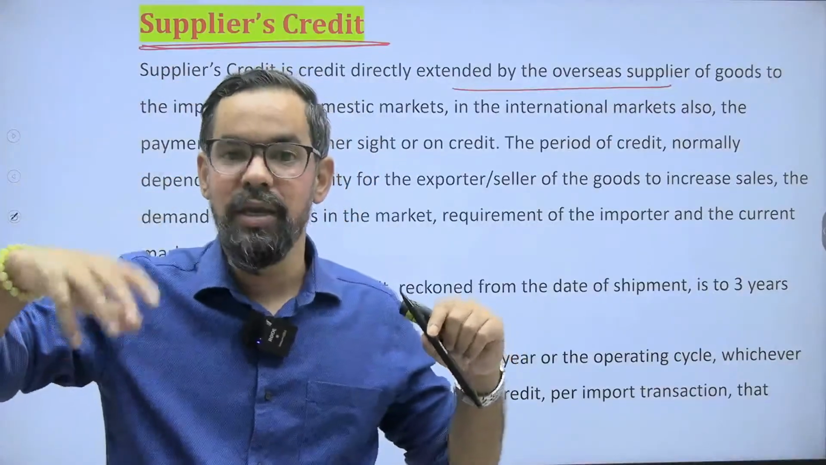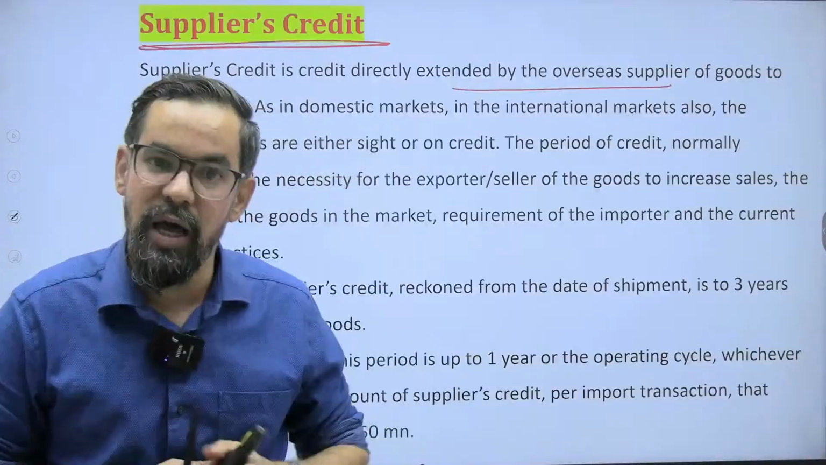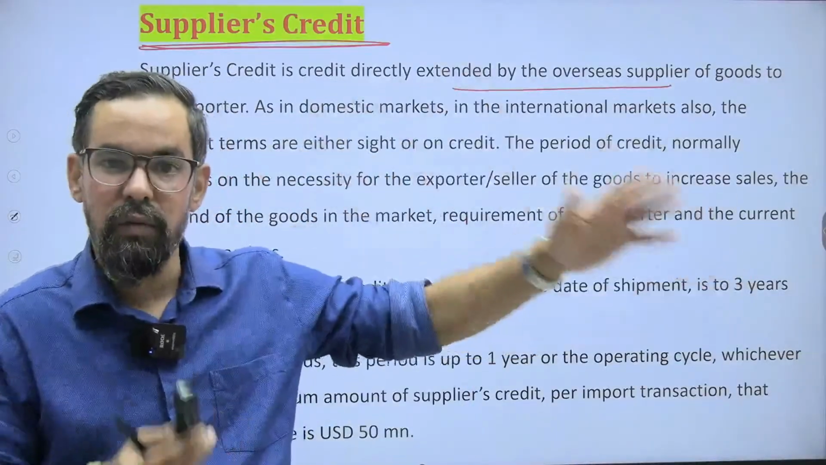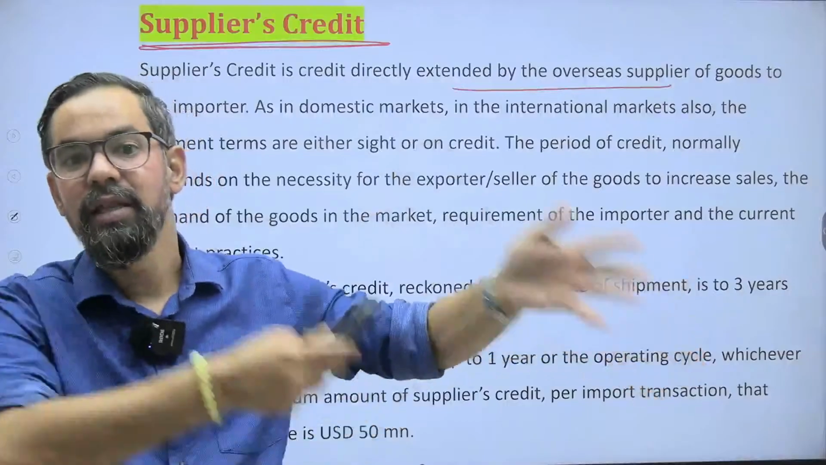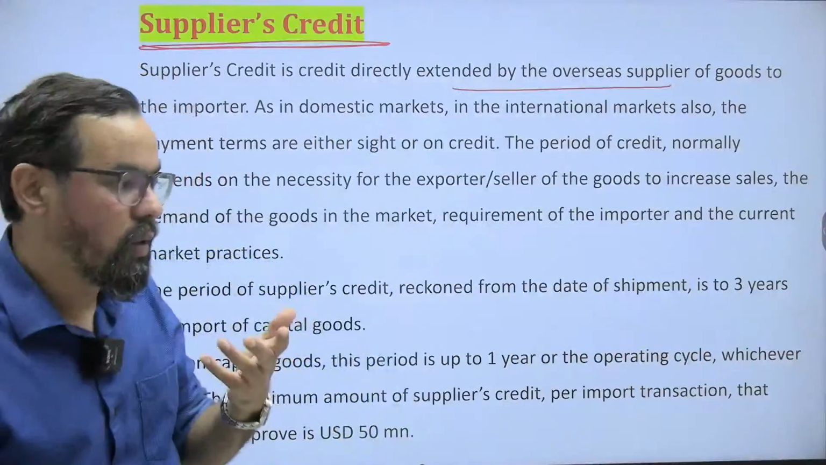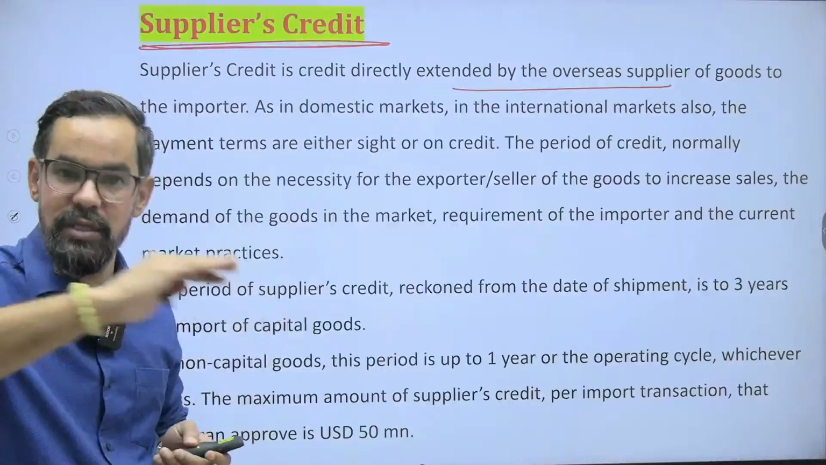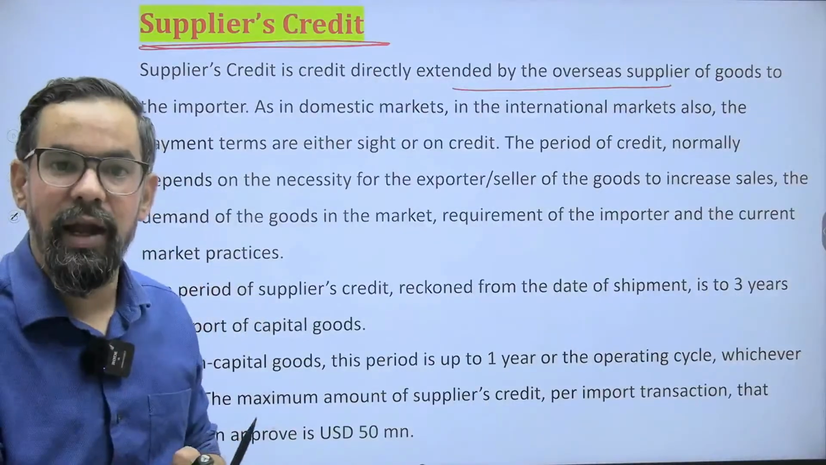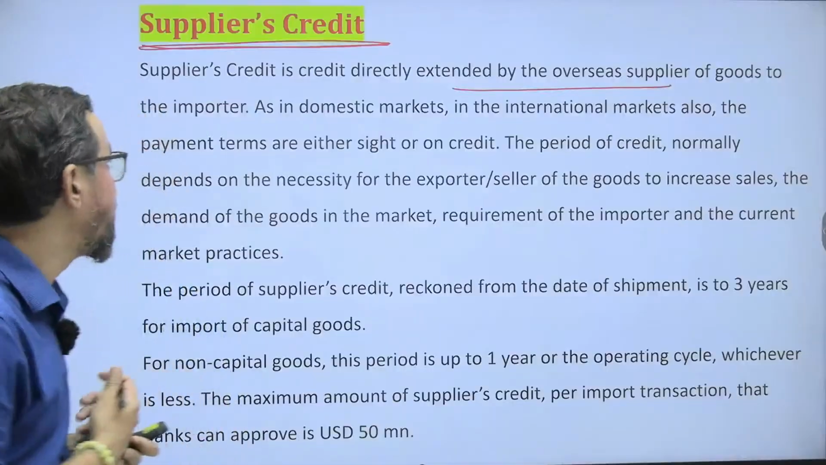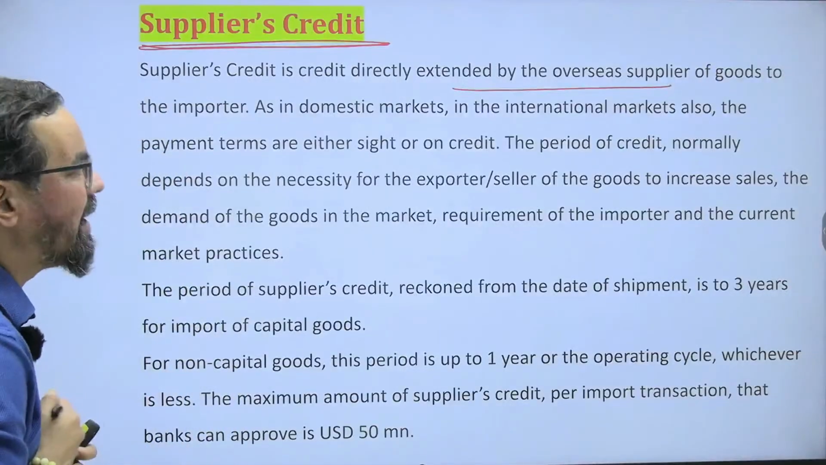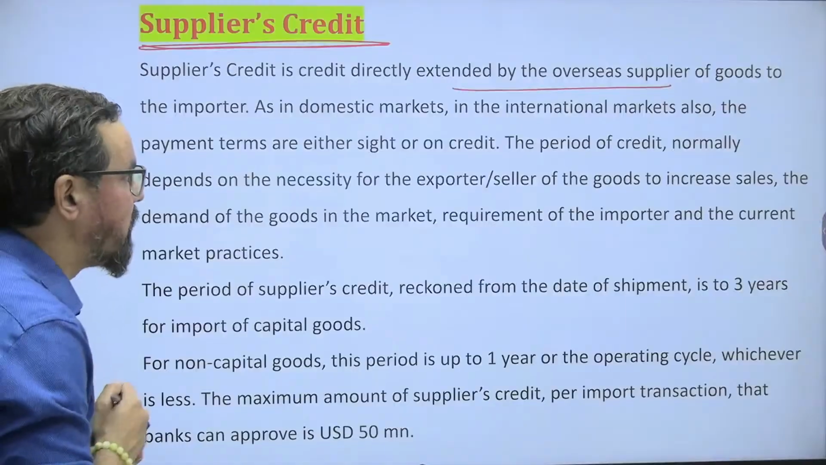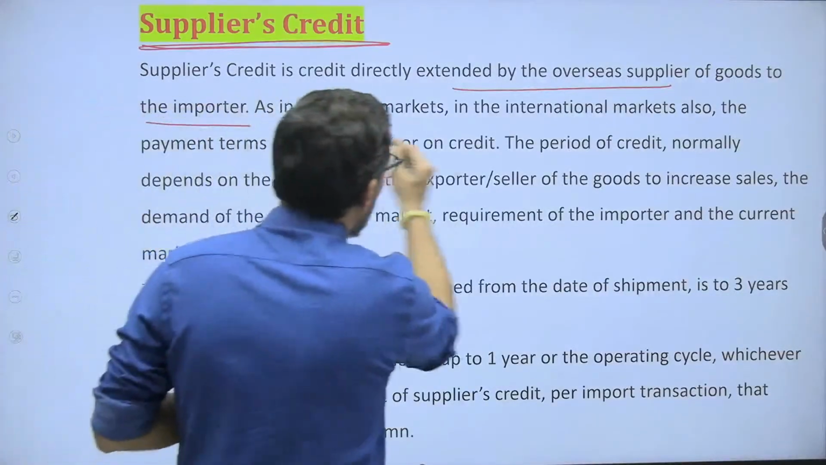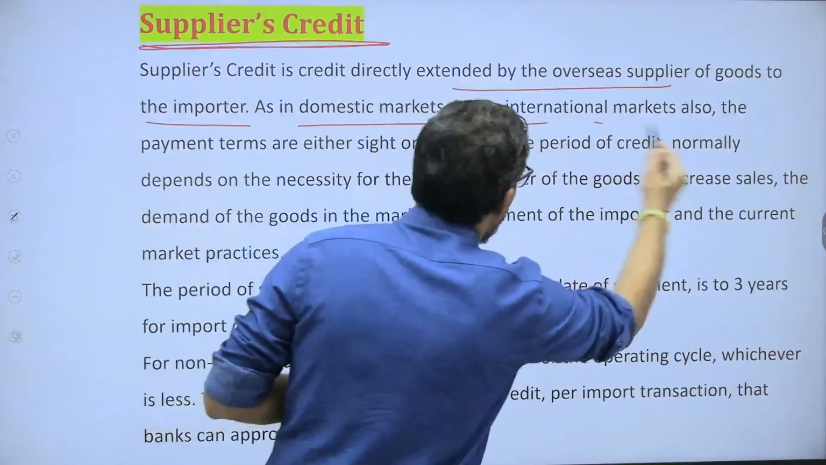That problem is solved by your company. You tell me that we will provide you the finance amount, we will give you the money to sell that product. Once you are done with the sale, you can refund us the money. Eventually, we are expanding our business in India, and for a time period we are selling our product on credit, then we are getting money back. So supplier credit is directly extended by the overseas supplier of goods to the importer.